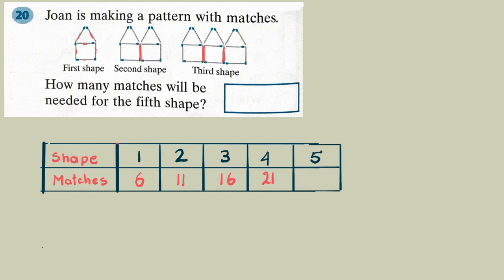Now, you might also notice that the difference from 6 to 11 is 5. From 11 to 16 is again 5. You're always adding 5, so I don't have to do any more working. I can just add 5 to this, and I know that I will get 26 matches for the 5th one. So we'll write the answer in: 26.